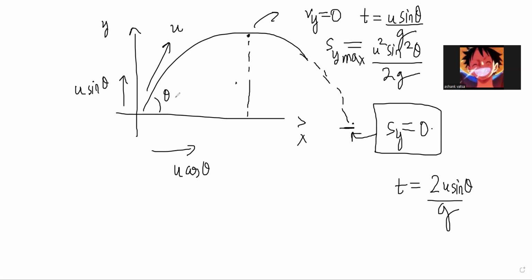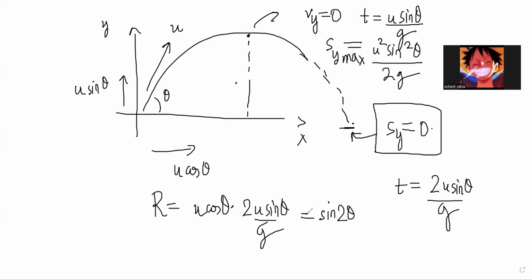And similarly, the total range R is equal to u cos theta times the time of flight 2u sine theta by g, which can be written as sine 2 theta into u square by g. Is it clear? These equations are not valid if the acceleration itself is changing.